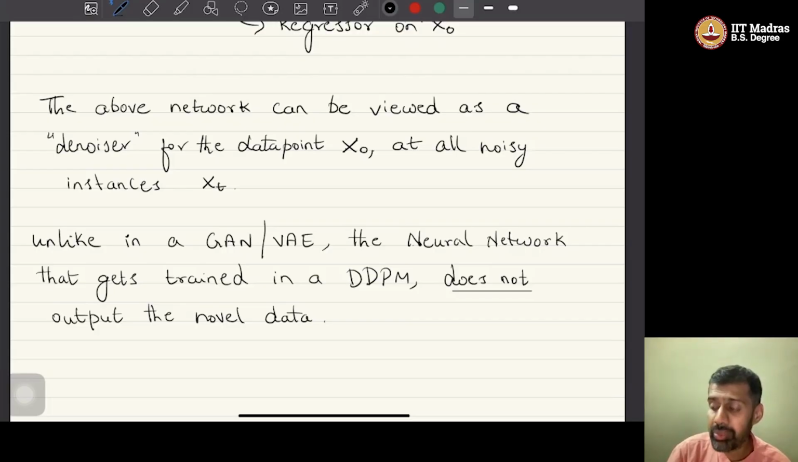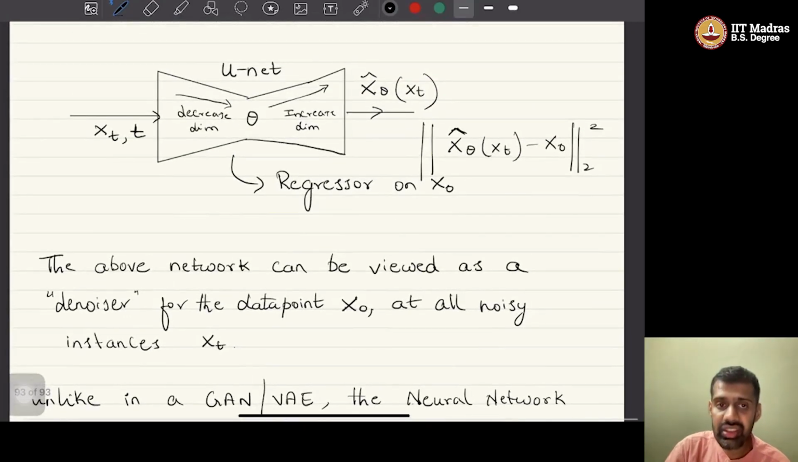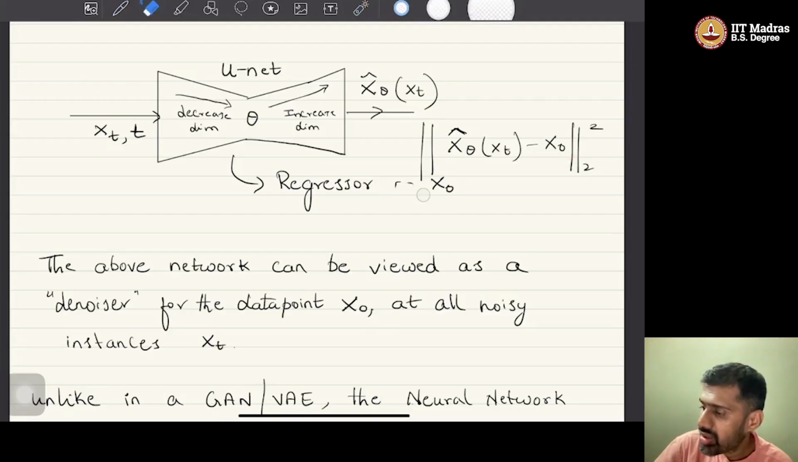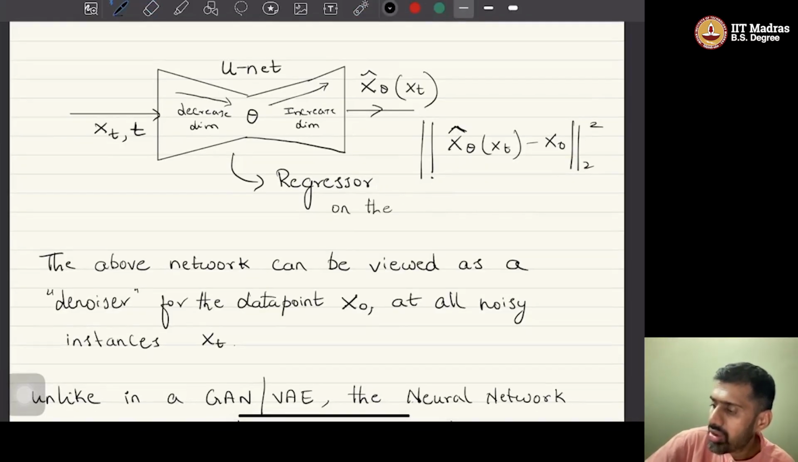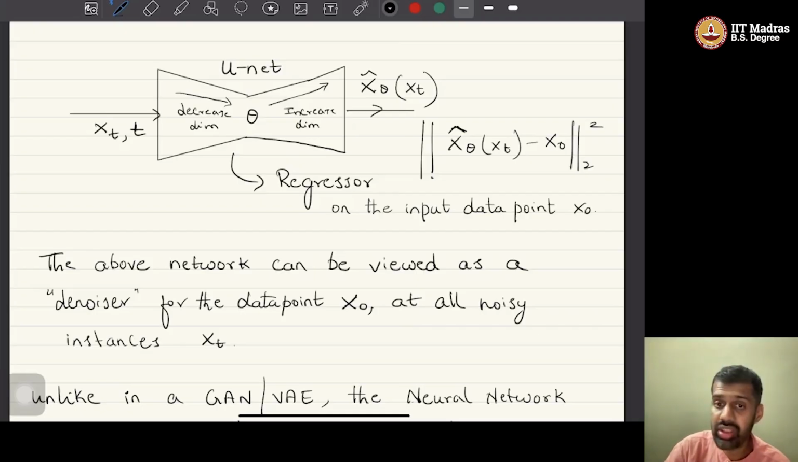But this is something to be noted: the neural network that we train in the context of a DDPM is not a sampler. It is simply a regressor over the noisy sample, a regressor over the input data point xt. Let me write that down. So, a regressor on the input data point xt. Input data point x0, not xt, x0. So this is a regressor on the input data point x0.